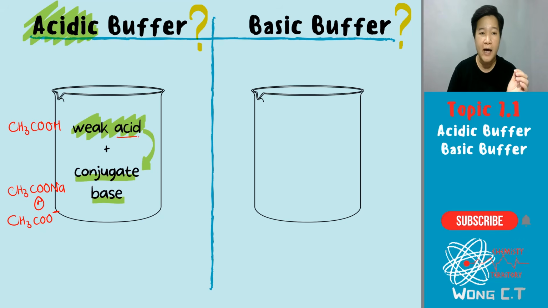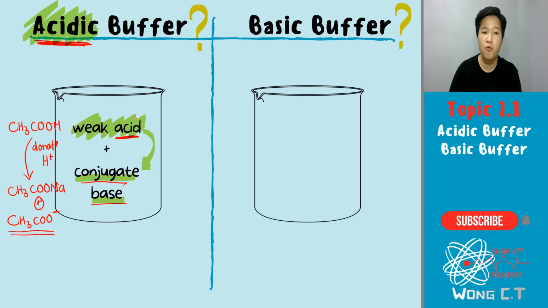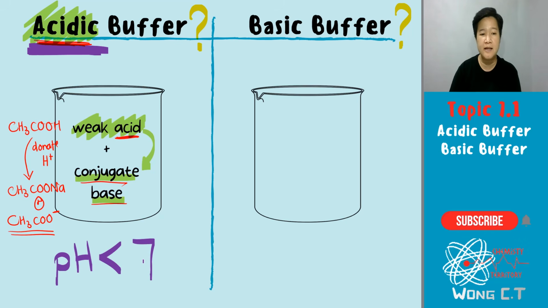So from the acid, how do I get the conjugate base? Simple, from the acid, we will get the conjugate base by donating 1 H+. Once you donate 1 H+, that is what we call conjugate base. So bear that in mind, your acidic buffer will be formed when you have your weak acid mixed with its own conjugate base. And since it's an acidic buffer, therefore the pH value for this buffer solution must be less than 7.